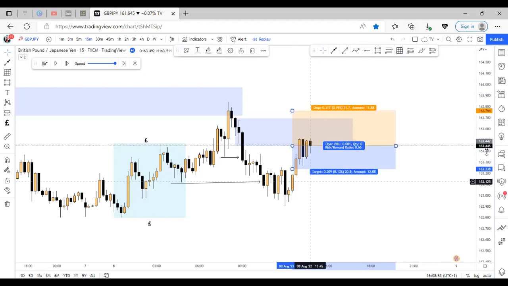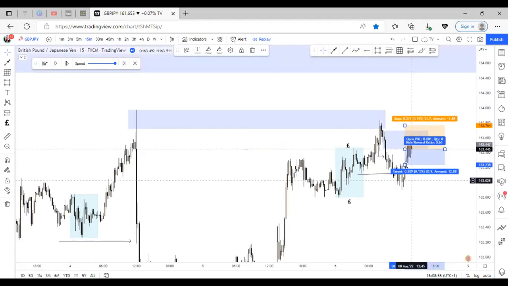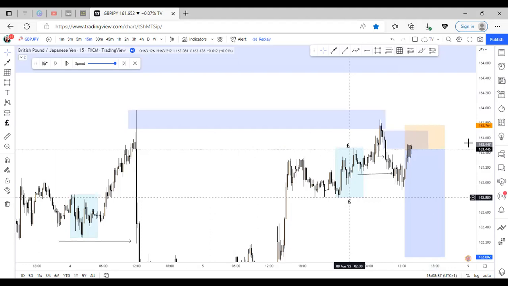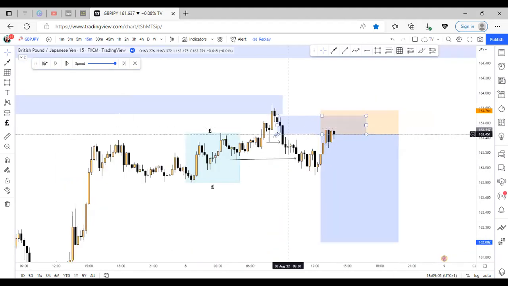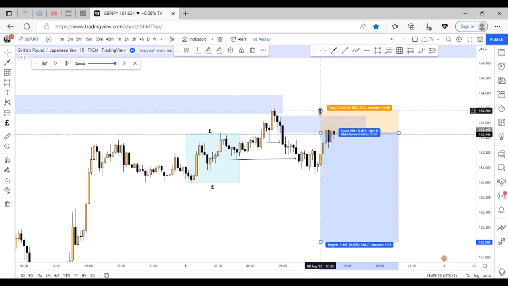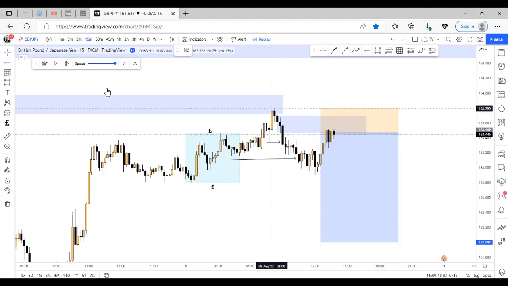Because this is GBPJPY, even with confirmation entries, your stop loss might still be big. And sometimes if you say you should have a tight stop loss, you might end up being stopped out or miss out on the trade. So if I was in this trade, I will try to reduce my lot size and have my stop loss at this particular high right here.